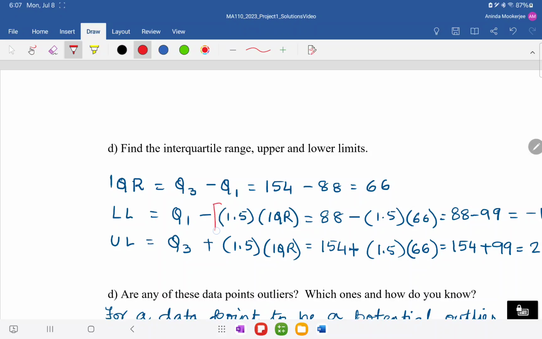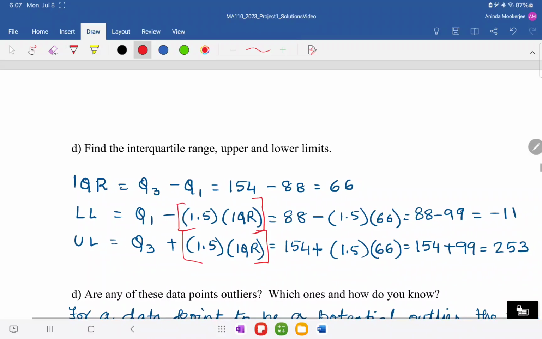So I'm going to surround this with brackets. First, you have to perform the multiplication and then subtract it from quartile 1. And same thing for upper limit, but for the upper limit, the formula is Q3 plus 1.5 times IQR. Again, make sure you are performing the multiplication first before you add it to quartile 3. So here are the calculations, and here are the answers. Lower limit minus 11, upper limit 253. Again, make sure that you perform the calculations right.